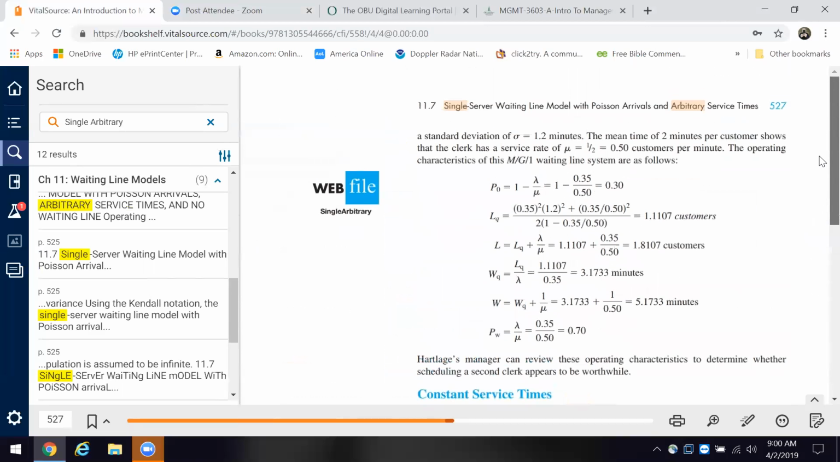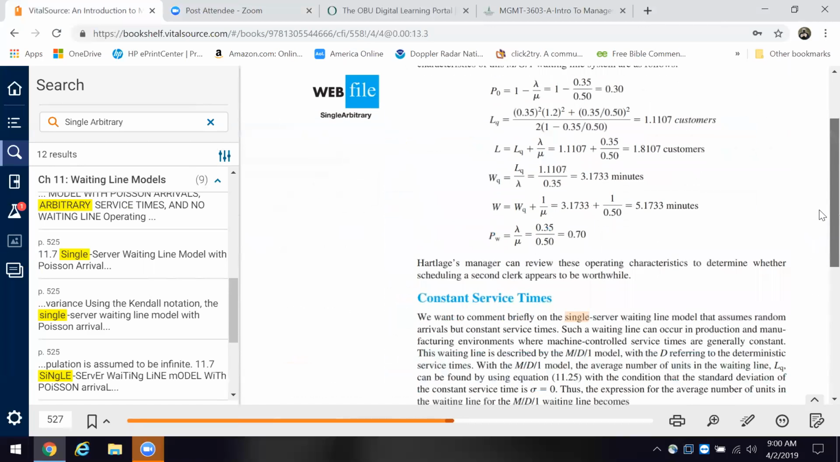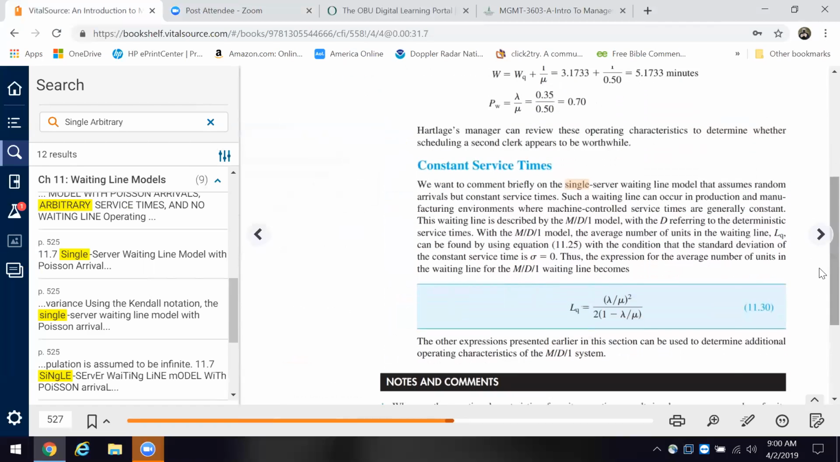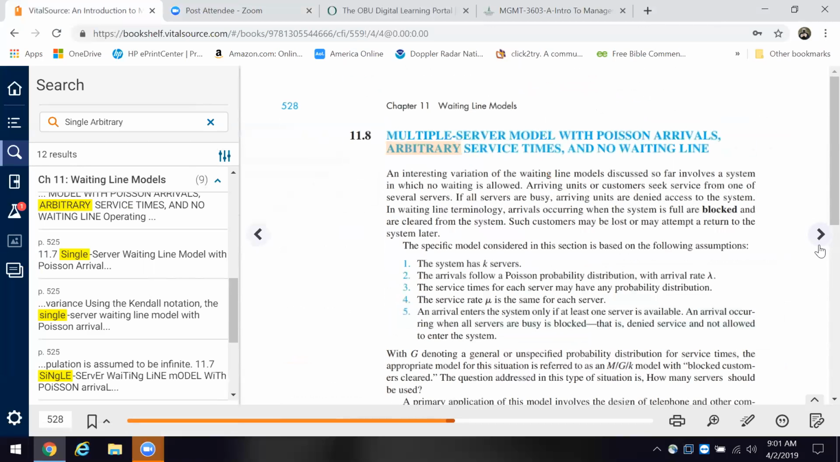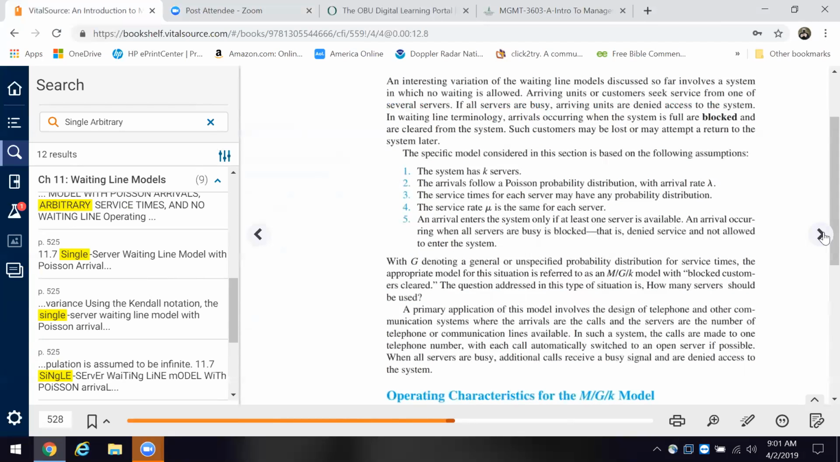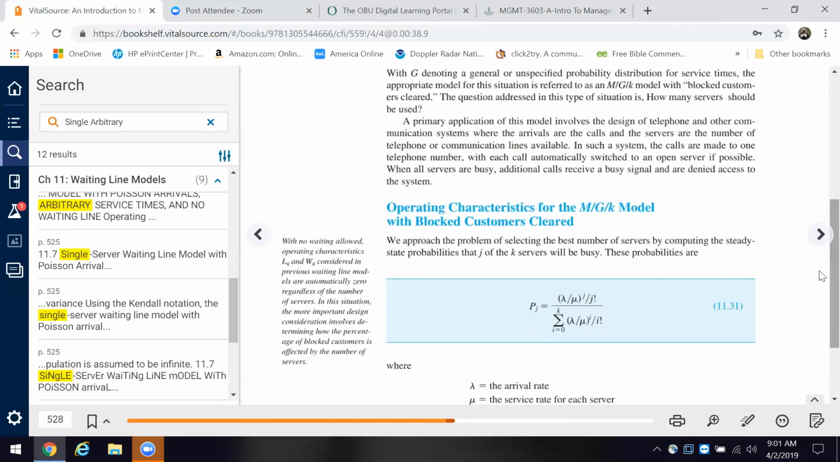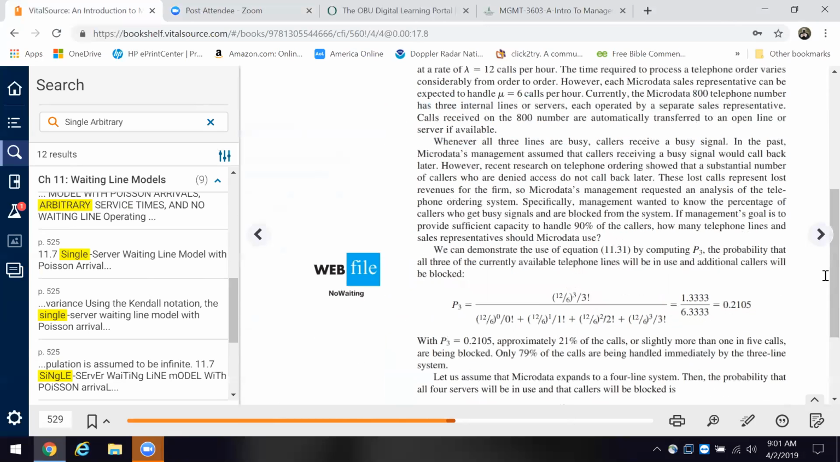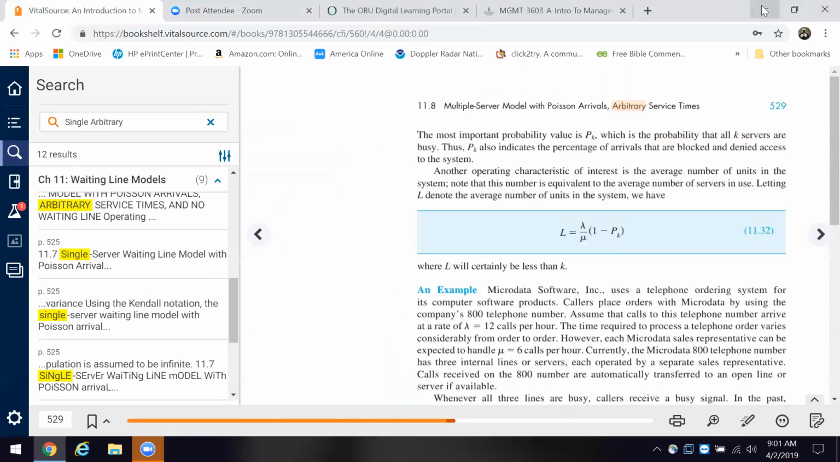This is the single arbitrary. This is the web file. That's the one that we're going to work on. And they talk about a model where we have random arrivals, but constant service times. And so they'll begin to walk us through the assumptions for the model, then its operating characteristics, and let's look at the single arbitrary case and we'll talk about it some.